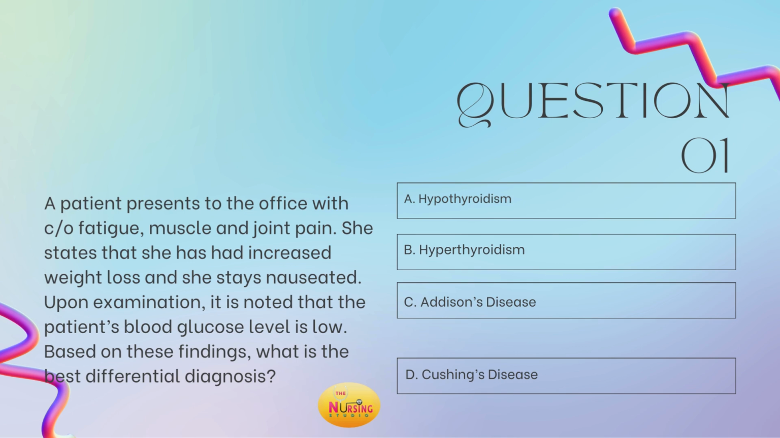Question number one states a patient presents to the office with complaints of fatigue, muscle, and joint pain. She states that she has had increased weight loss and she stays nauseated. Upon examination, it is noted that the patient's blood glucose level is low. Based on these findings, what is the best differential diagnosis? Is it A, hypothyroidism, B, hyperthyroidism, C, Addison's disease, or D, Cushing's disease?